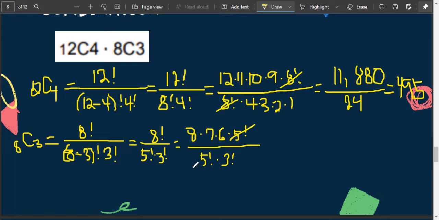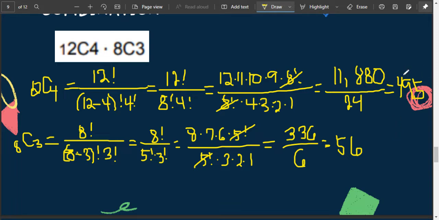So, cancel lang natin yung 5 factorial. And itong 3 factorial pala, instead na gawin natin siyang 3 factorial, expand na rin natin siya. That will become 3 times 2 times 1. So, 8 times 7 times 6 is equal to 336 over 3 times 2 is 6. So, i-divide lang natin. 336 divided by 6, that is 56. Ngayon class, hindi pa yun yung final answer.